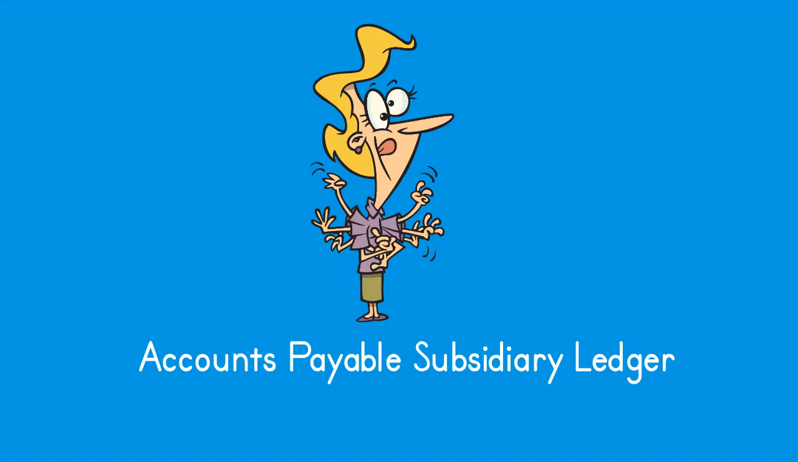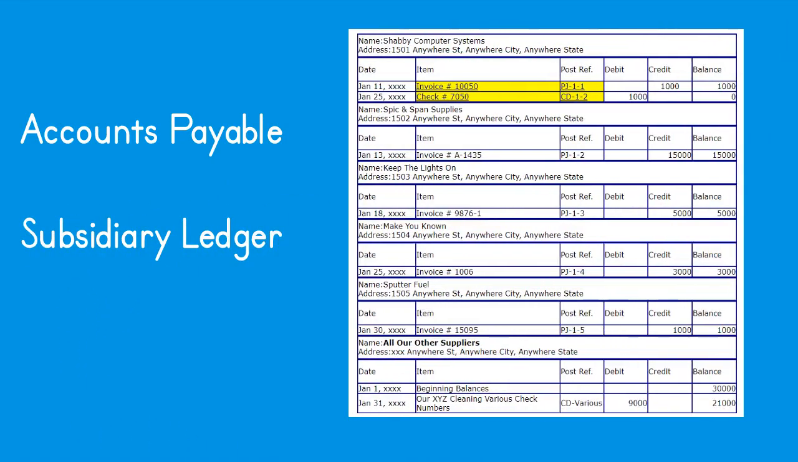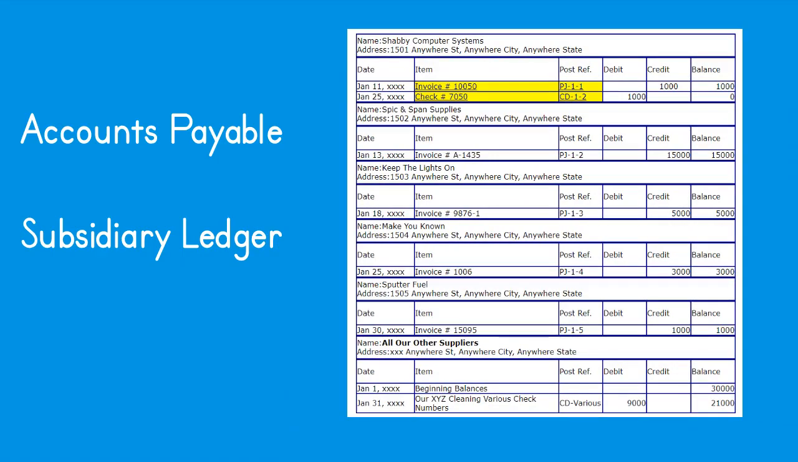Both the purchases and the cash disbursements journals provide information needed for maintaining our accounts payable subsidiary ledger. This book, the Accounts Payable Subsidiary Ledger, contains a detailed record for each of your suppliers. What information do you think you might want to keep up with about each of your suppliers? Let's make a list of some information that you would include.